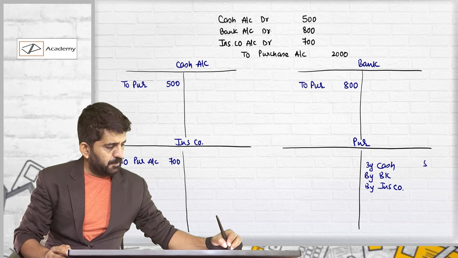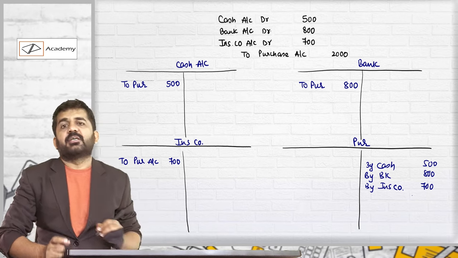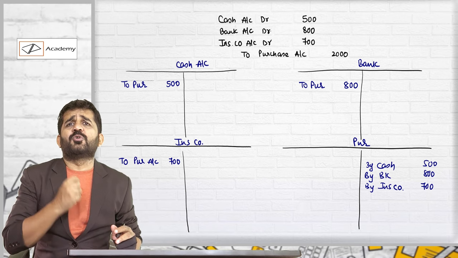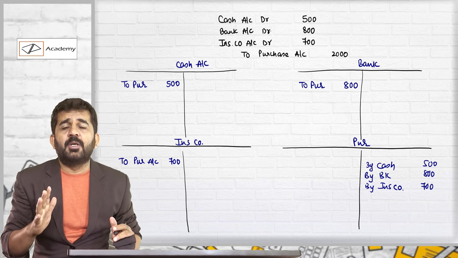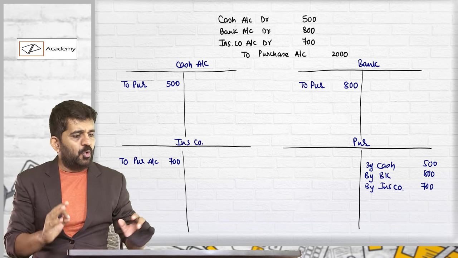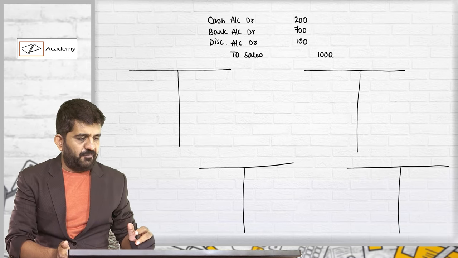Buy bank and buy insurance company with respective amounts, 500, 800 and 700. This will be posting. Now say if they give you 10 effects, you will be easily able to pass the posting effect if you know how to post this type of journal entry which is having more than 2 effects.